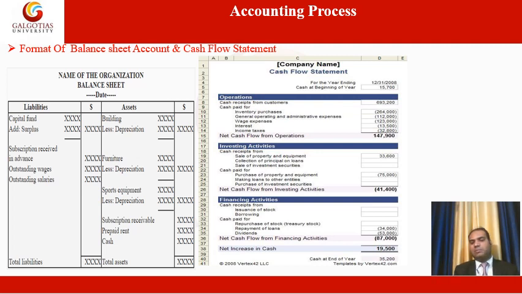And now I'm going to explain the cash flow statement. You know, in the cash flow statement there are three activities. Number one, operating activities. Second is investing activities. Third is financing activities, right? By preparing the cash flow statement, we can find out the cash flow from the operating activities. You can find out the cash flow from the investing activities. You can find out the cash flow from the financing activities, right?